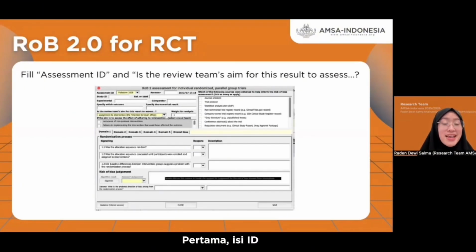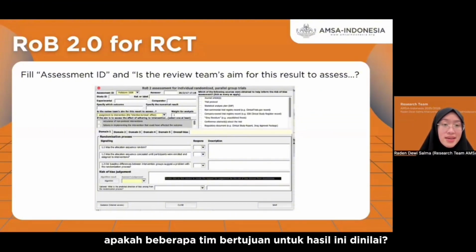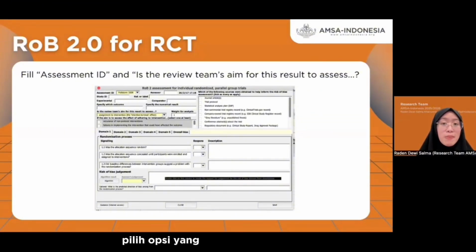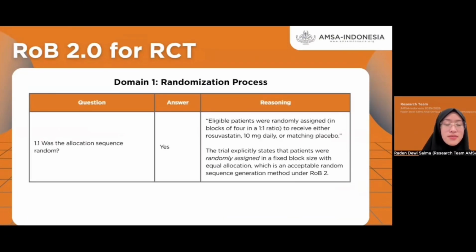First, fill in the assessment ID using the last name of the first author, followed by the publication year. Next, in the column for which result is aimed for this assessment, choose the option that matches the objective of the study review. Next, we have Domain 1, which is the randomization process. In this section, we assess three aspects within Domain 1.